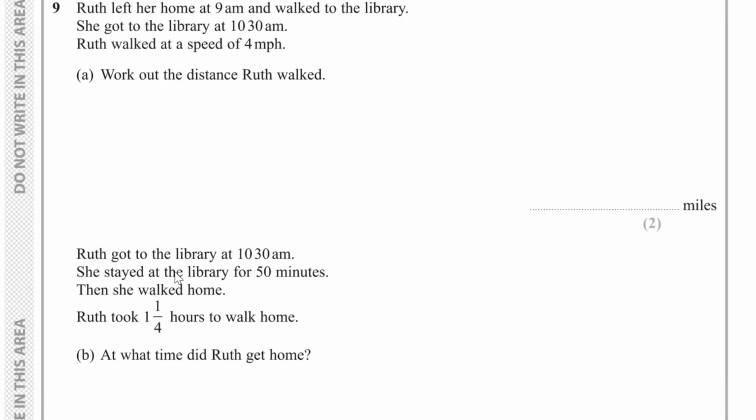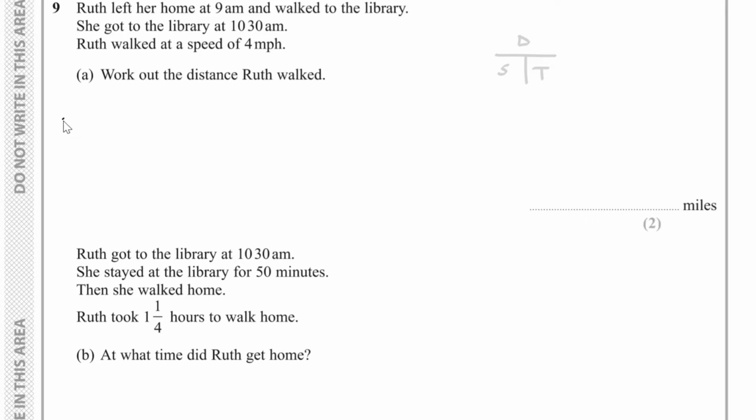Question number 9. Ruth left her home at 9 AM and walked to the library. She got to the library at 10:30 AM. Ruth walked at a speed of 4 miles per hour. We have to work out the distance Ruth walked. Well, what connects the distance to the time to the speed is the following. We have speed, which is equal to distance over time. Therefore, distance is equal to speed multiplied by time.